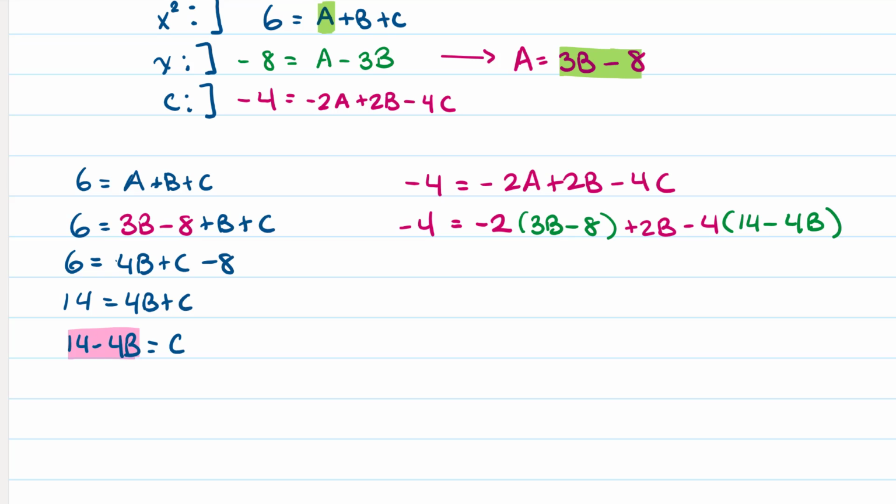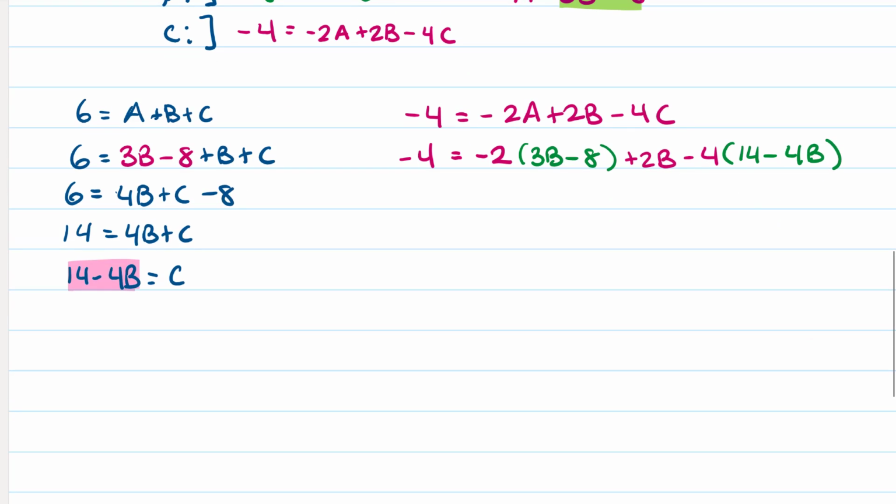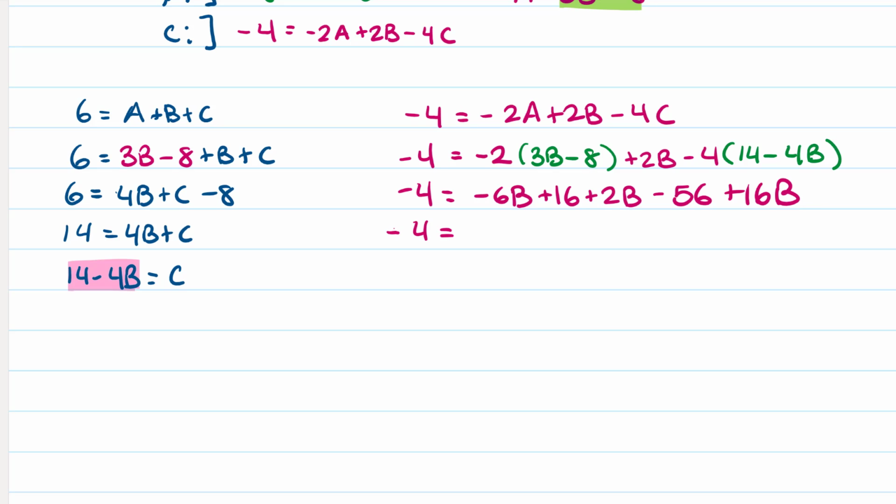Now just be very careful, because it just comes down to algebra, and mistakes are easily made. So this is negative 6B plus 16 plus 2B minus 56 plus 16B. So negative 4 is equal to, I'm going to combine my like terms. I got a 6B, 2B, and 16B. So that's going to give me 12.